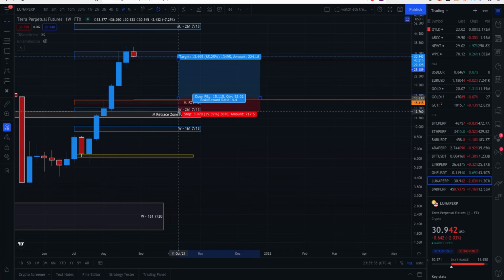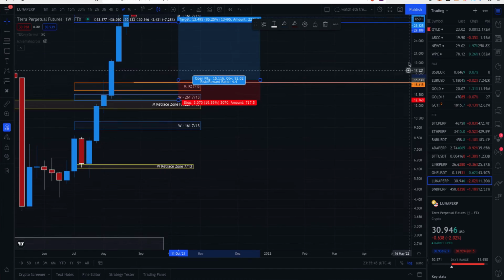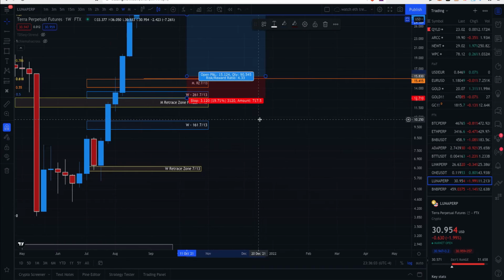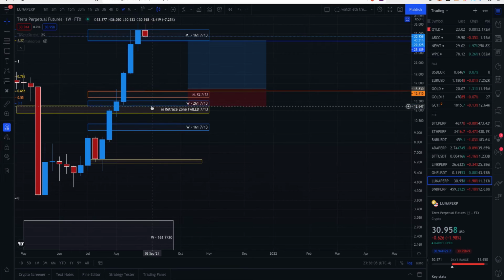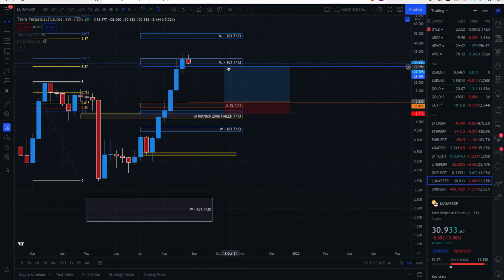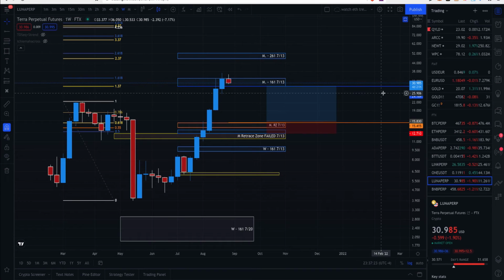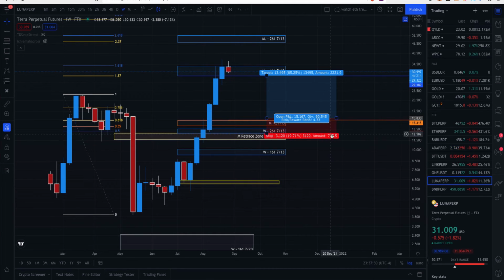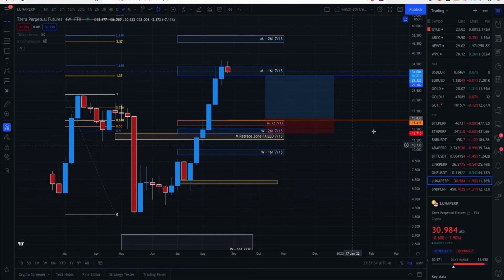Stop loss at $12.71. Below the 618 level, like right here, at the lower edge of this weekly candle. And your target price is at 29, the first extension level, 29-ish. $15 is my entry, and my stop loss is at $12.7-ish.